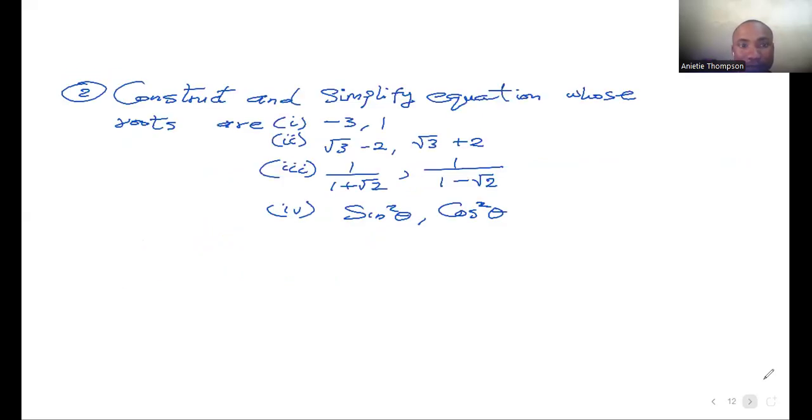We will also solve this problem: construct and simplify the equation whose roots are, we have (i) minus 3 and 1, (ii) square root of 3 minus 2 and square root of 3 plus 2, (iii) 1 over 1 plus square root of 2, and you have this pair of coordinates. And then the last one, the sine square and the cos square. We will solve that, and we will solve this also.